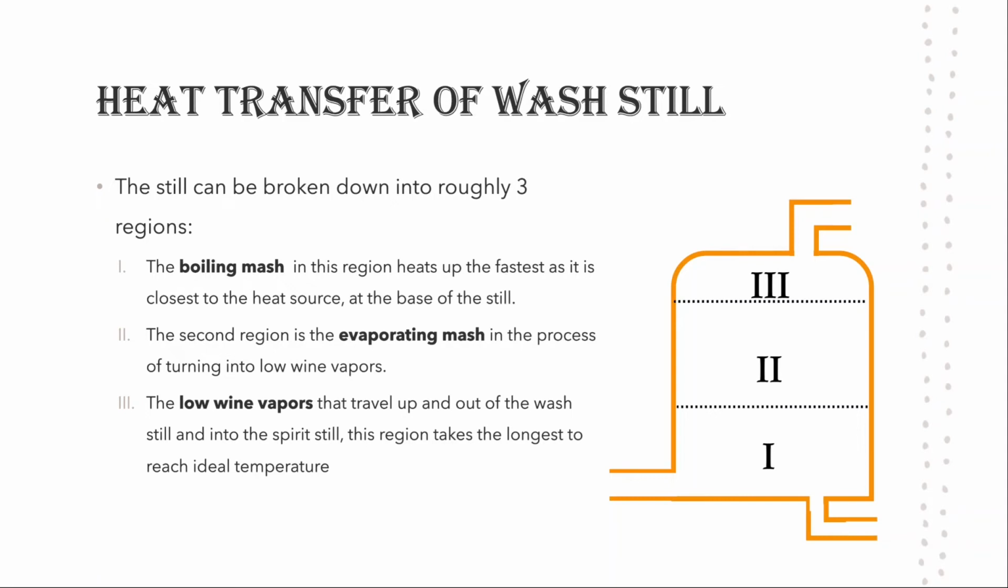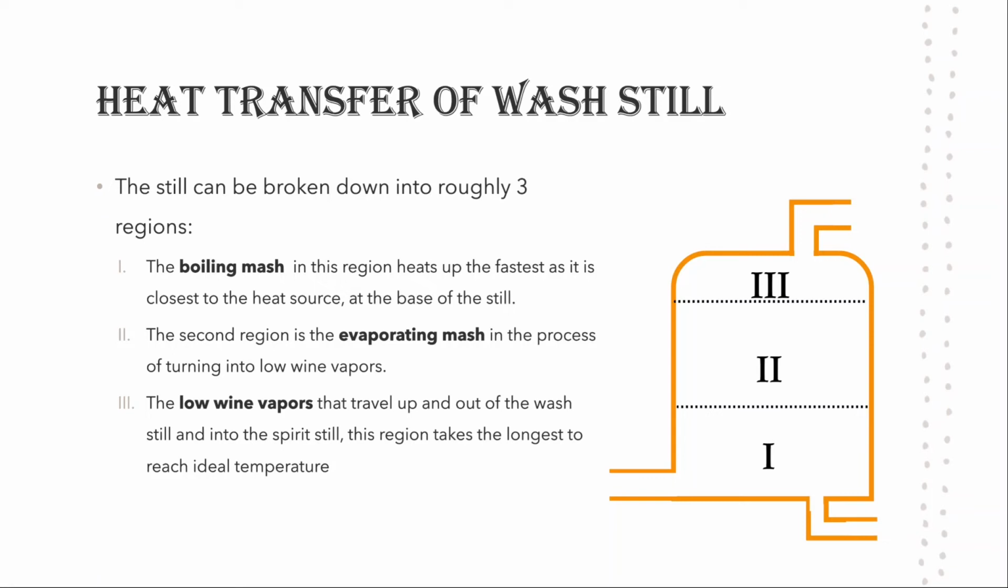To properly understand the need for thermal sensors and thermal controls of a wash still, we must first understand the heat transfer process in a wash still. The heat transfer process can be broken up into three major sections. The first section, at the bottom, can be classified as boiling mash. This is purely liquid and heats up the fastest due to its proximity to the heat source.